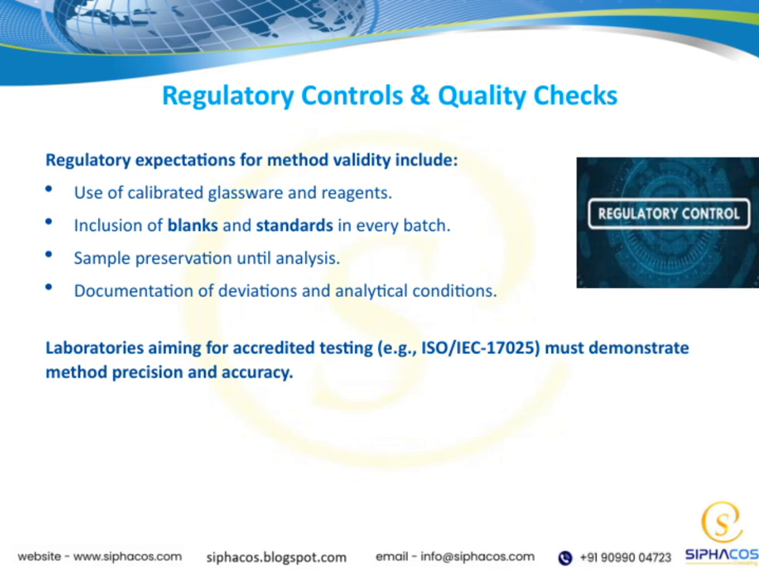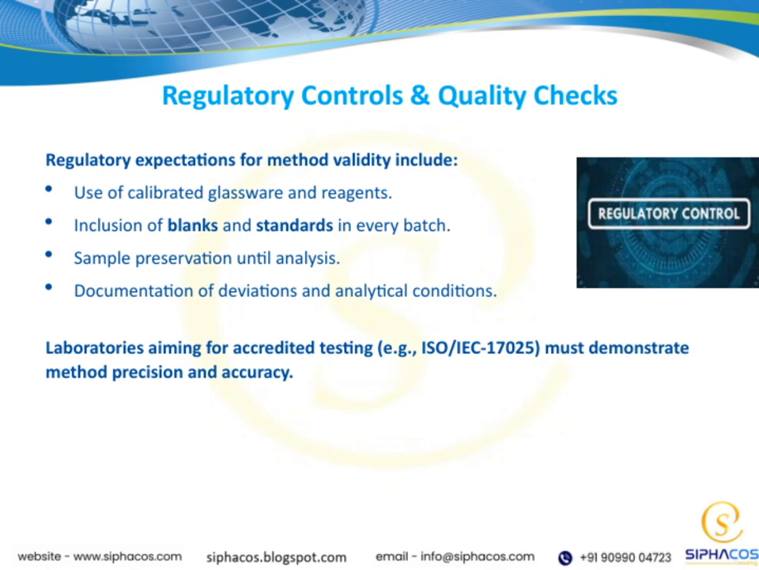First, laboratories must use calibrated glassware and reagents. This helps ensure that measurements are accurate and reliable. Next, it's essential to include blanks and standards in every batch. This way, we can verify the accuracy of our methods and detect any contamination or errors.